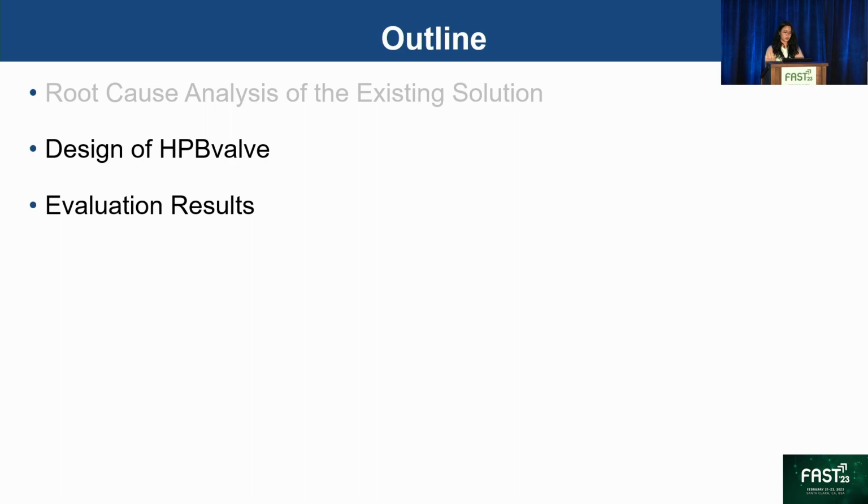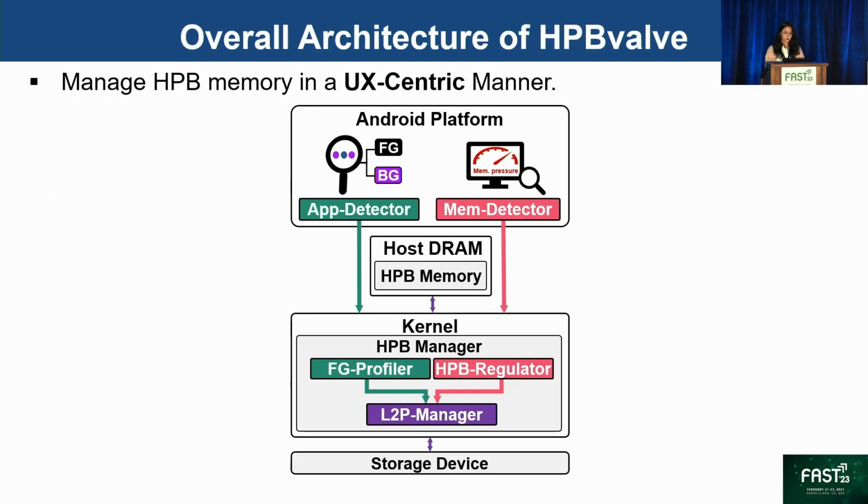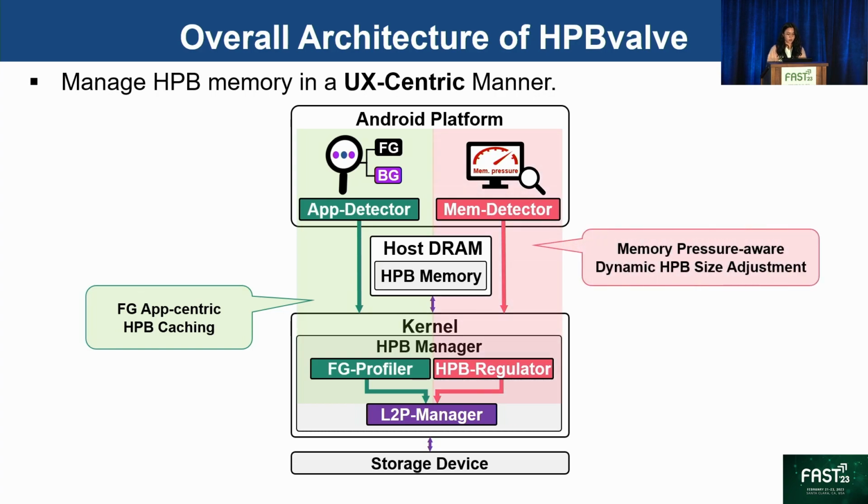So for now, I will start explaining the design of our proposed work, which addresses the aforementioned limitations, followed by the evaluation results. So we propose HPBvalve to overcome the limitations of the existing HPB management scheme to provide better UX quality. Here's the overall architecture of HPBvalve, which is composed of 5 key modules. HPBvalve prioritizes the foreground app in managing cached L2P entries in the HPB memory, and dynamically resizes the overall HPB memory size based on the memory pressure status.